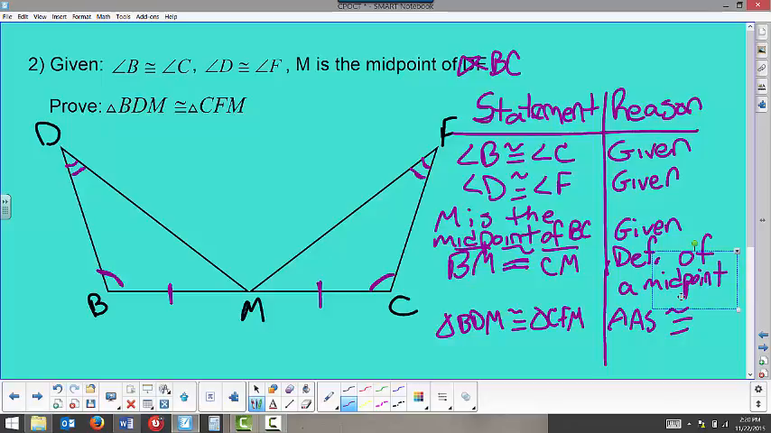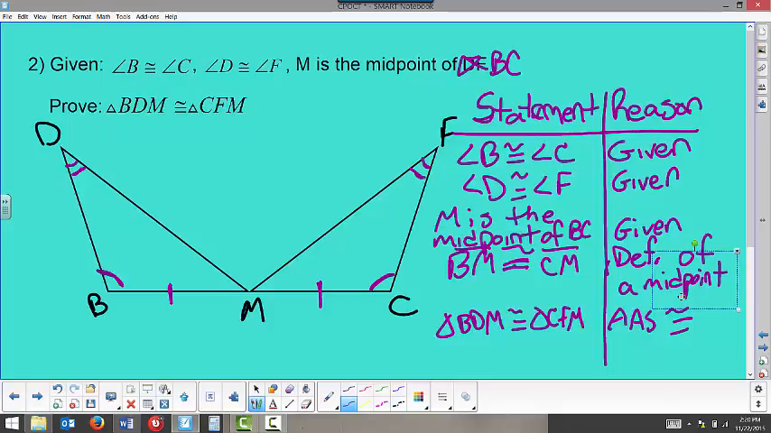My next step would be to take this outline that I have in my statement reason proof and go ahead and write sentences. So I might say something like, we know that angle B is congruent to angle C, and angle D is congruent to angle F. We also know that M is the midpoint of BC, which means BM is congruent to CM by the definition of midpoint. We can conclude triangle BDM is congruent to triangle CFM by angle side congruence.